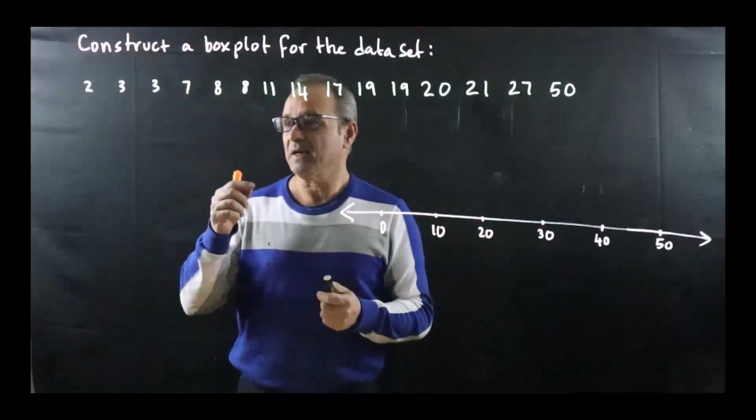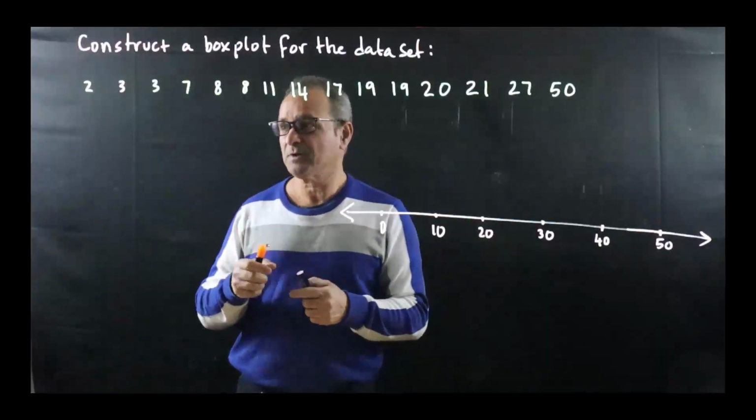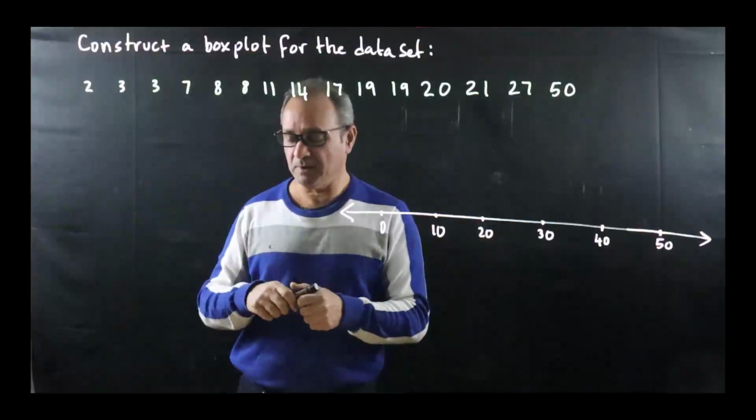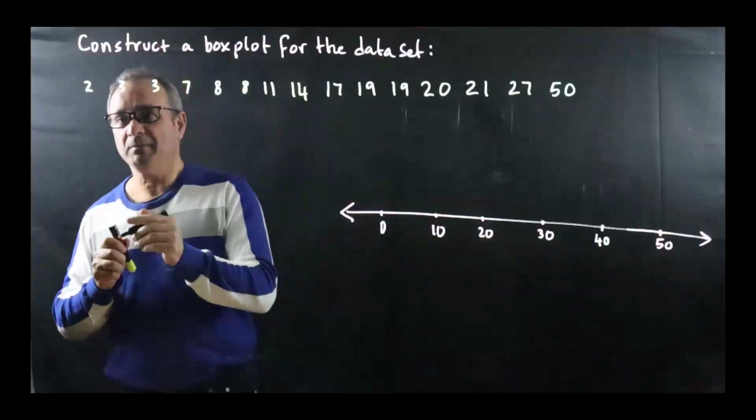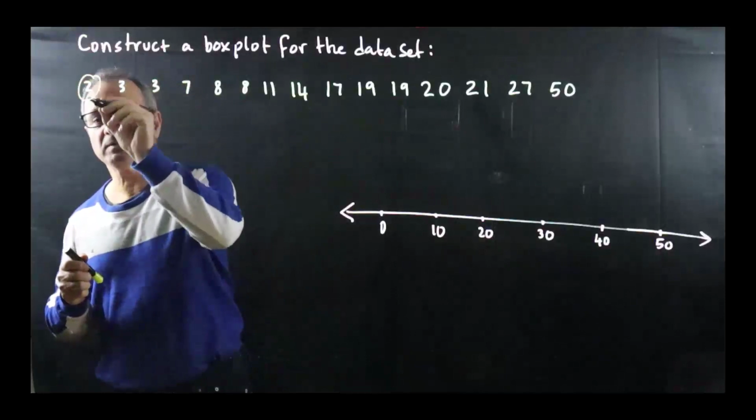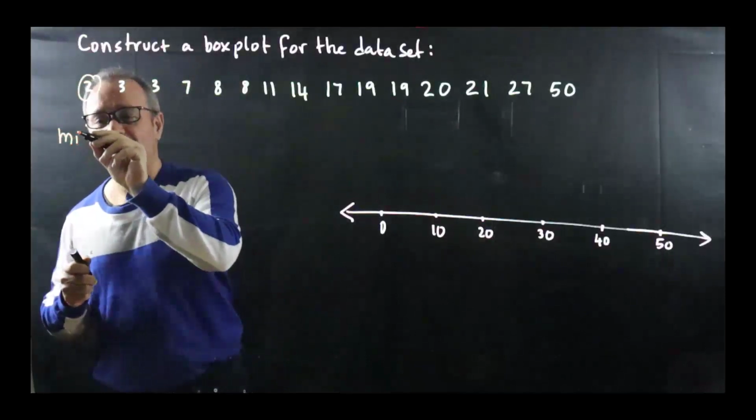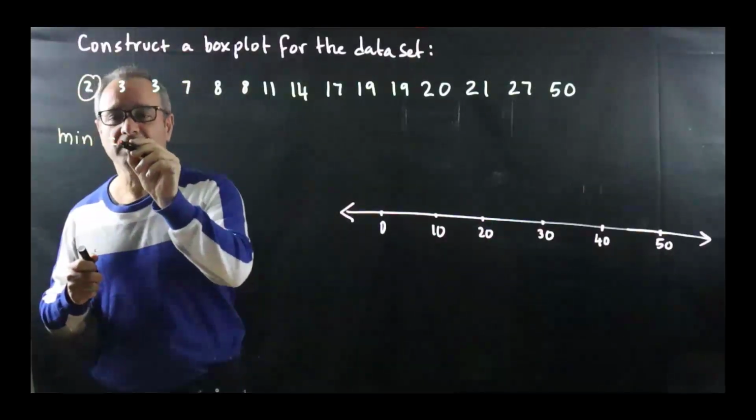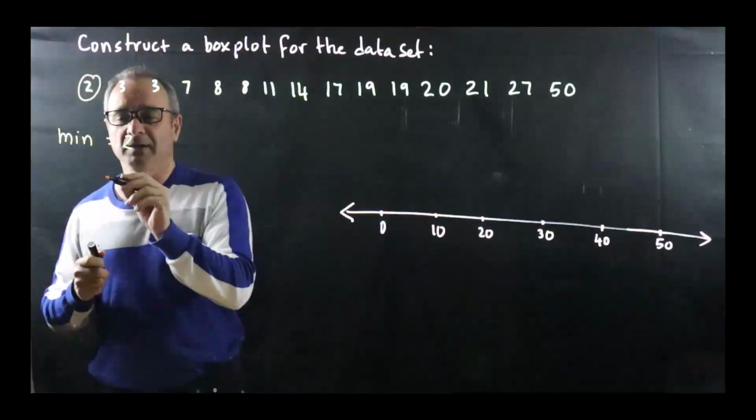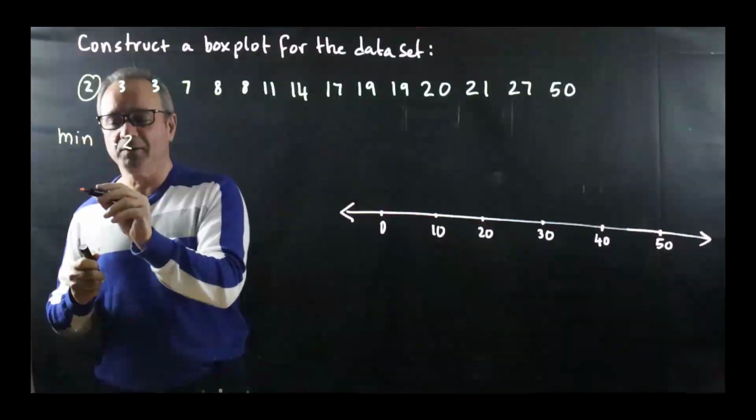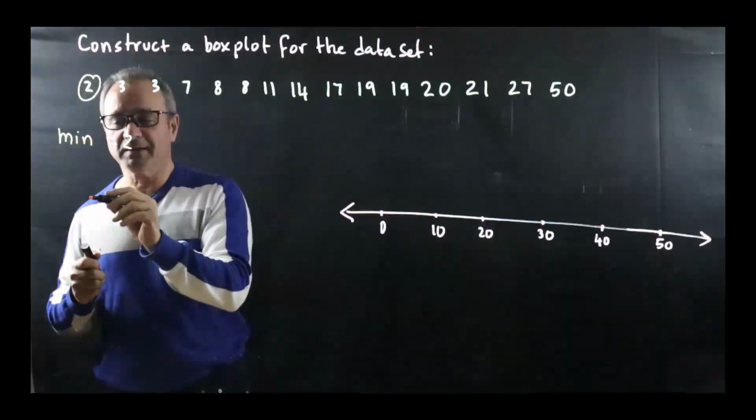For convenience, I arranged the data set in order, so you have to arrange it in order from smallest to largest. Our minimum value would be number 2 here, so we have the first number in the 5 number summary, so the min is 2. Now we need Q1, Q2, Q3, and the maximum.